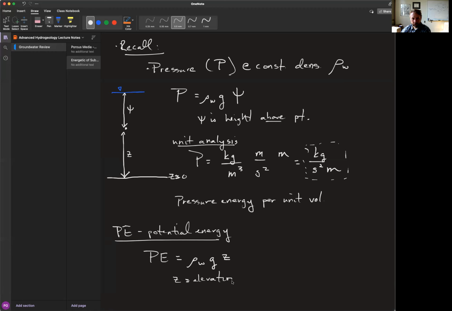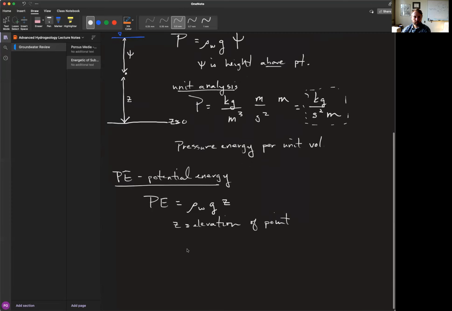And that elevation is relative to some datum. All right. The most important thing is not what the datum is, but that we keep it uniform if we're trying to compare potential energies.